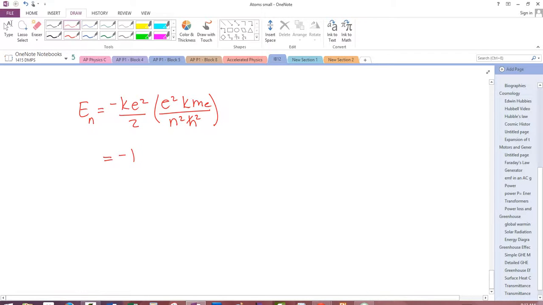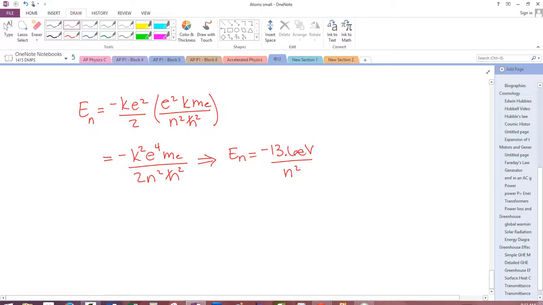So that's k squared e to the fourth times the mass, divided by 2n squared h bar squared. You say, oh, okay, that's interesting. If we plug in numbers, this is negative 13.6 eV over n squared.